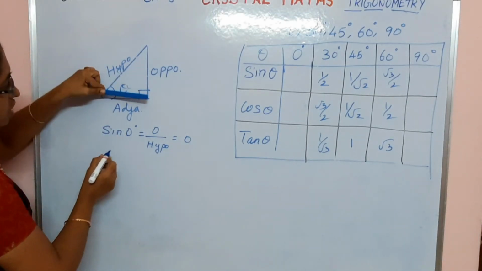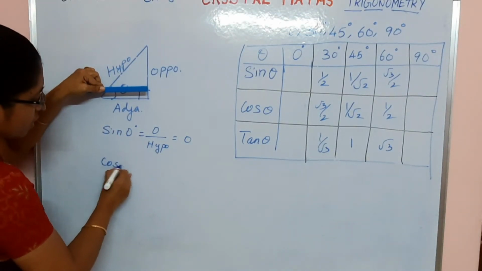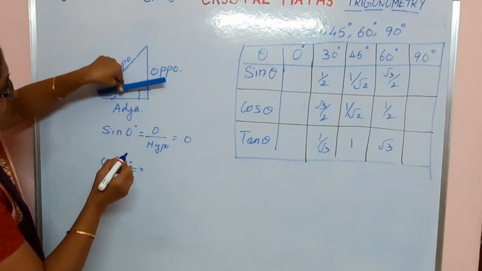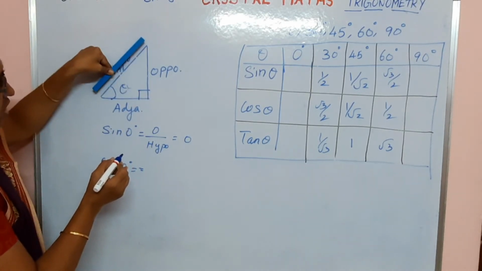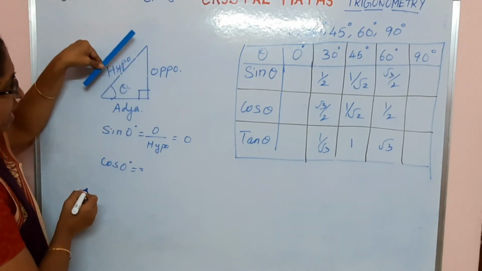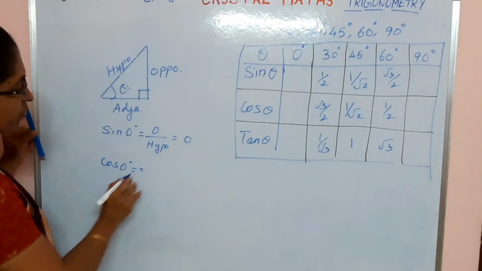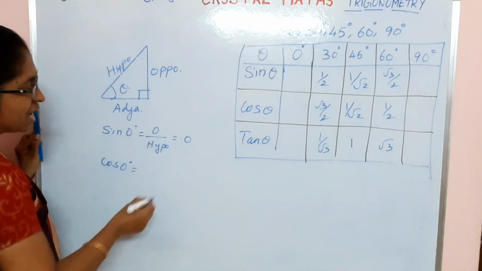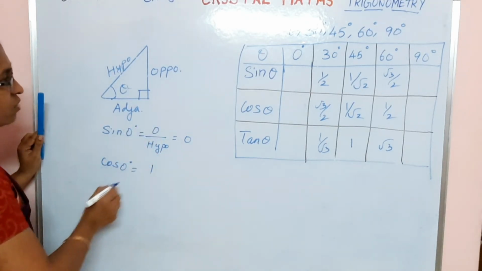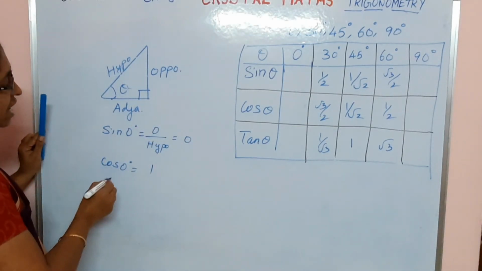What about the cos 0? Cos 0 degree equal to. Now see, hypotenuse as well as base will be equal if it is touching and coinciding with this. So base and hypotenuse will be equal, means we are getting the same number. The answer will be 1 over there. Okay. Now what about the sine 90?